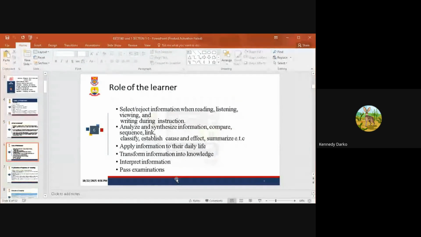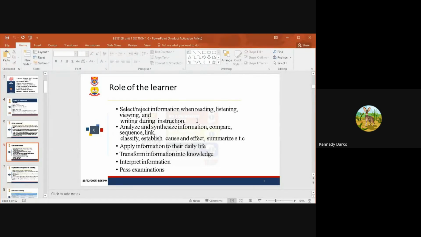All right. Now, let's look at the role of the learner. As you are listening, it behoves you to say that I will take this information or I'll reject it. So we are saying that the learner selects or rejects information when reading, listening, viewing, and writing during what? Instructions. As the instruction is going on, it's your decision as to whether you will listen to me or reject the information I'm giving.